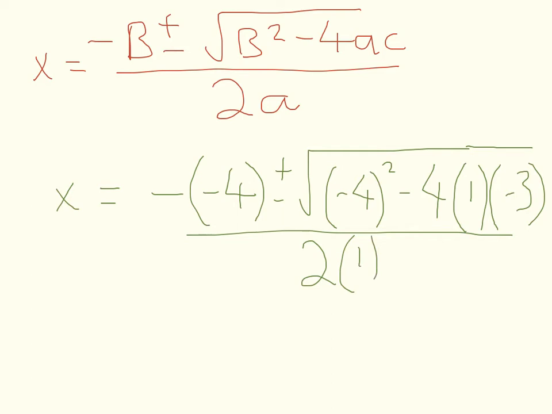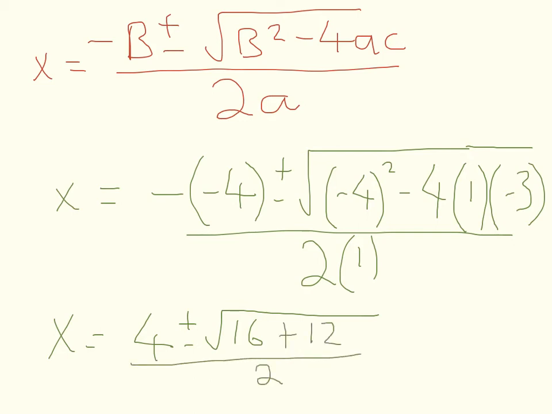Now, x is equal to minus by minus is a plus, so 4 plus or minus the square root of minus 4 squared, 16, minus 4 times 1 times minus 3. Well, minus 4 times 1 is minus 4, times minus 3. 2 minuses make a plus, so you get plus 12. And that all goes over 2. Okay, so we're going to bring it on now in the next slide.